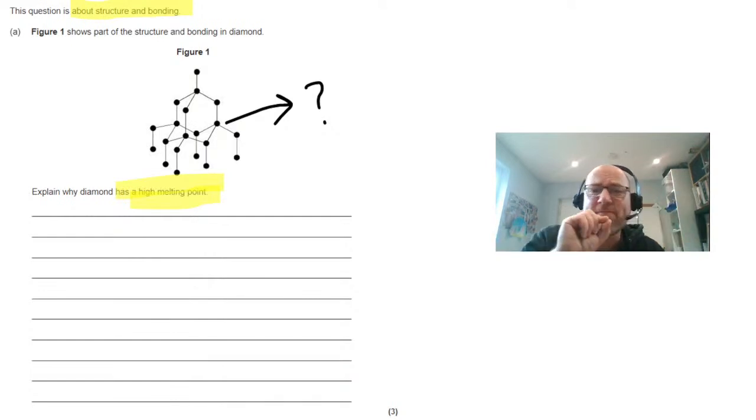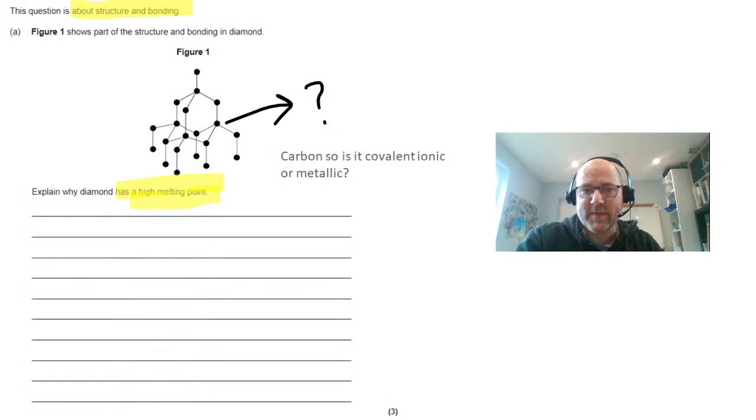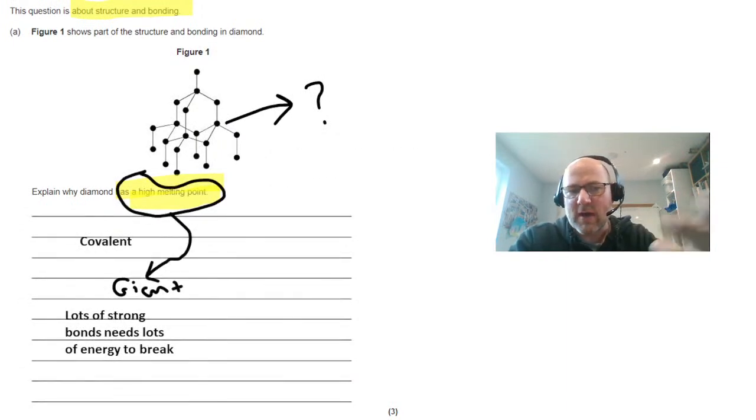Now, it's very, very strong covalent bonding, and if I want, I can give the definition of a covalent bond, which is the strong electrostatic forces of attraction between positive nuclei and shared pairs of electrons. That's great if I can give that. But if it's too much to remember, I can just say: it's got a high melting point, it's giant, lots of strong bonds, lots of energy needed to break. So carbon is covalent, giant, lots of strong bonds, lots of energy needed to break.